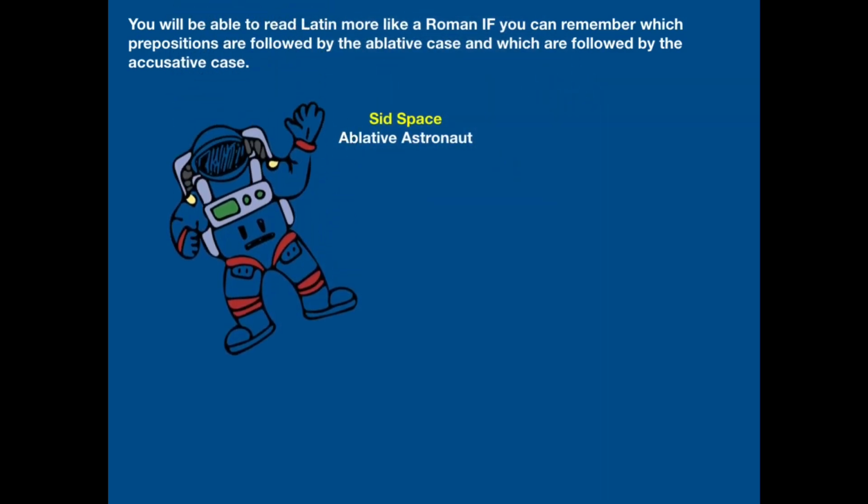Wait, here he comes. Sid space, the ablative astronaut. How is Sid space going to help you remember the ablative case prepositions? Because every letter in his name is the first letter of each one of the ablative case prepositions. So if you can remember Sid space, the ablative astronaut, sine, in, de, sub, pro, ab, cum, ex, all of those prepositions take the ablative case. Any other preposition you see must be followed by the accusative case.